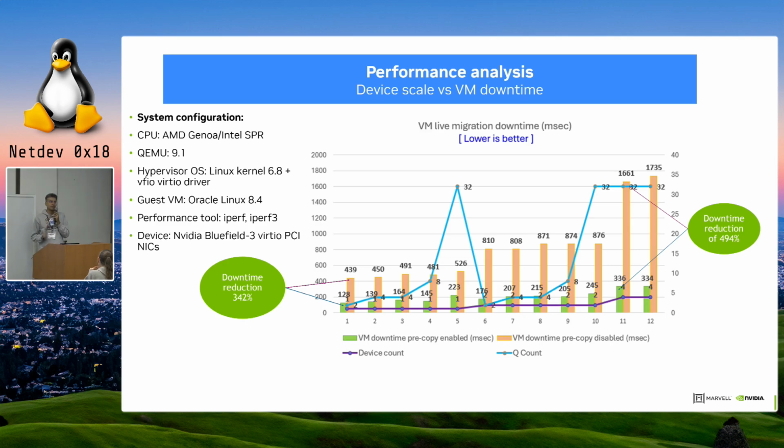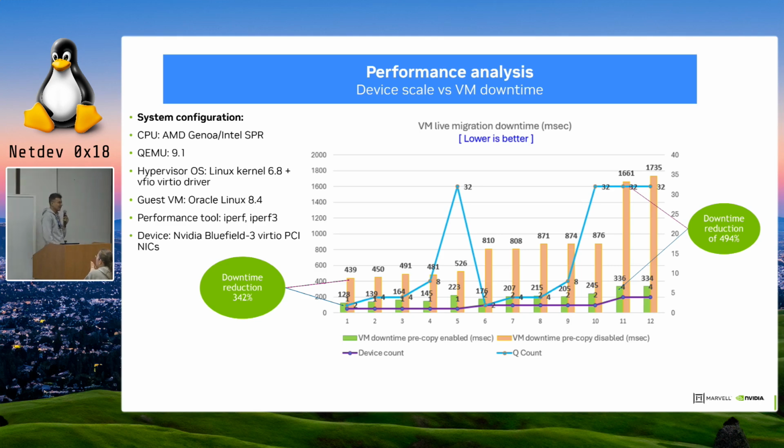The configuration: we tested on both Genoa as well as SPR. This particular graph is on the Intel SPR platform with the latest QEMU. We took a 6.8 kernel version and developed the VFIO driver. And we took Oracle Linux 8.4. And we did a micro benchmark with HyperV 3.